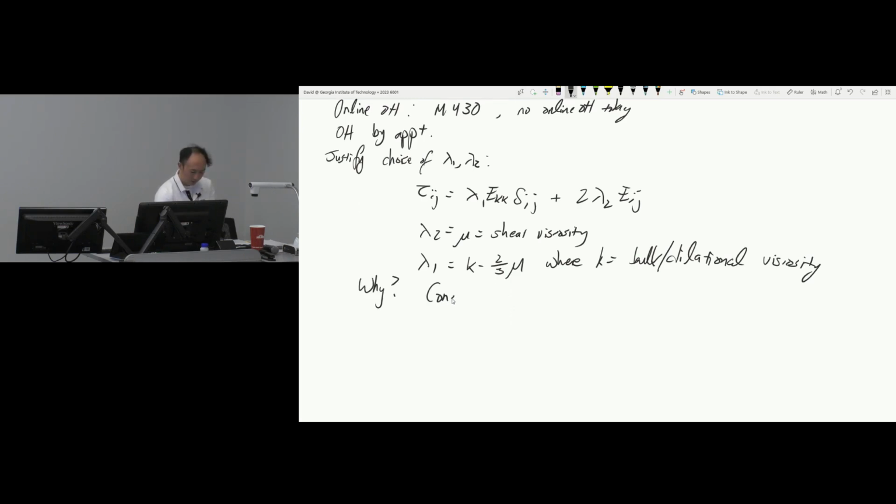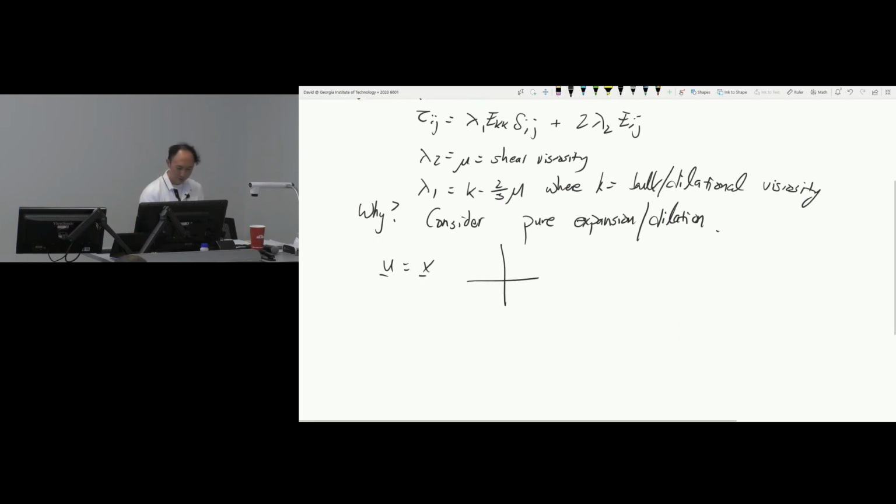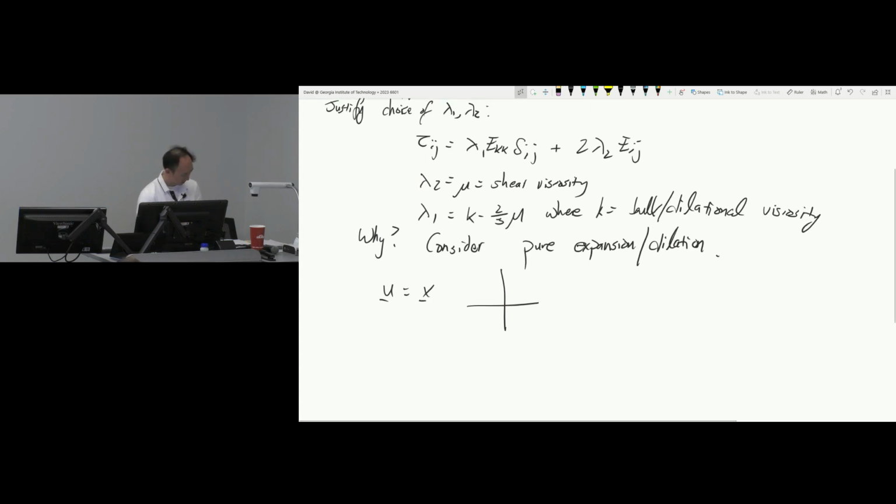We're going to consider what we call pure expansion or dilation. So consider u equals x. I want you to draw what that looks like, then write it in Einstein notation, and see if we can substitute that in for Eij.